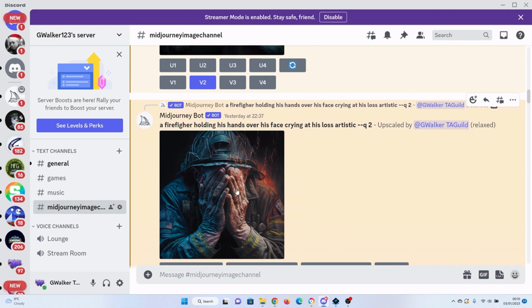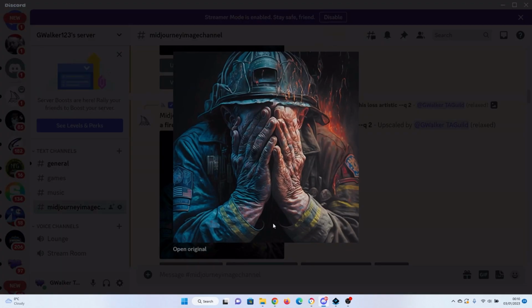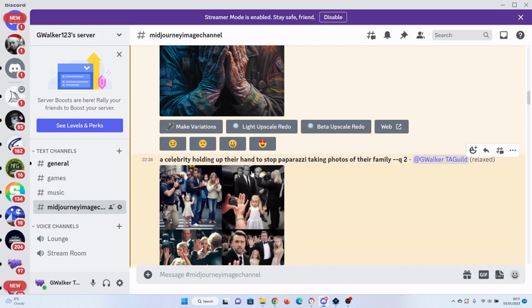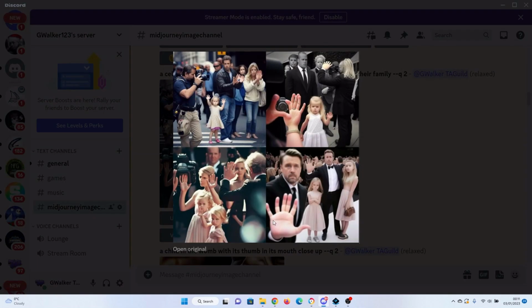By the time I upscaled this fireman's picture, let's have a look. 1, 2. Looks like 3, 4. It's kind of there. 1, 2, 3, 4, 5. What's happened to thumbs? These are not hands, are they? This man here, 1, 2, 3, 4, 5, and then a thumb. Yeah, 1, 2, 3. There's multiple fingers there that shouldn't be there.